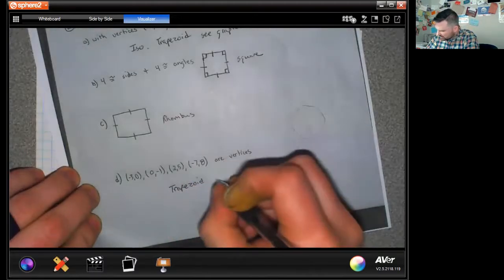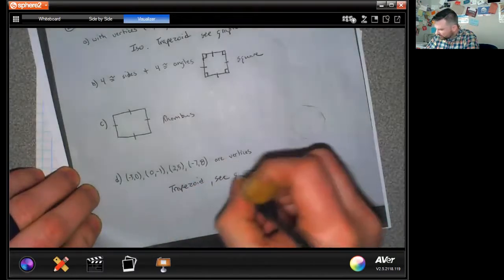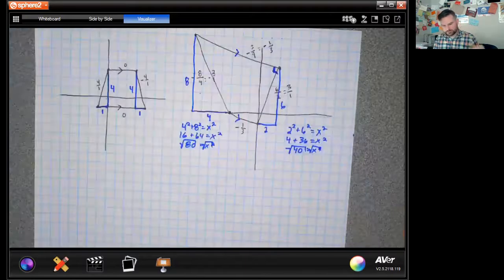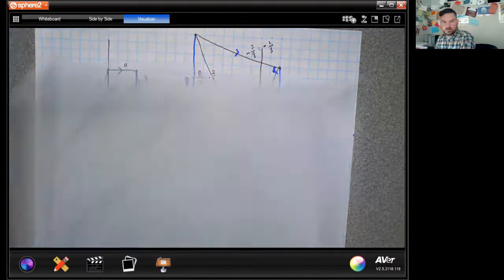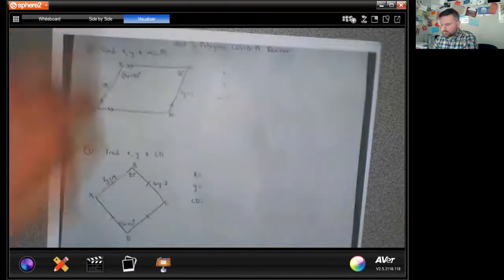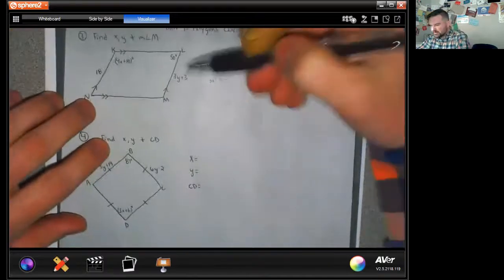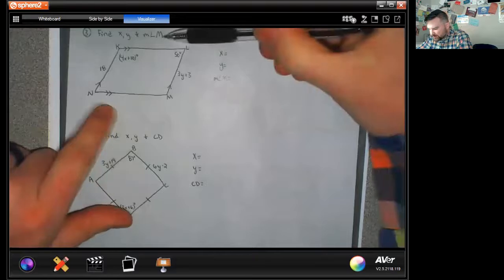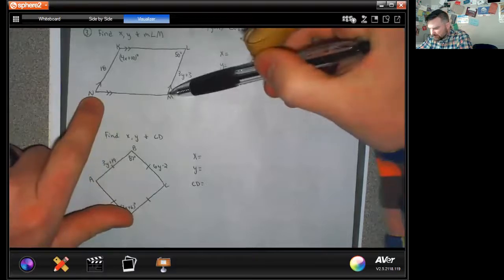Okay, and again, see graph. We had a lot of work on the graph on that one. Okay, let's look at number 3 here. Number 3, they say find x, y, and the measure of angle M. So here's the measure of angle M here.